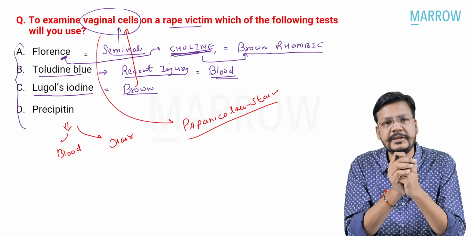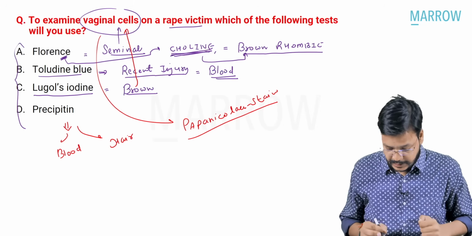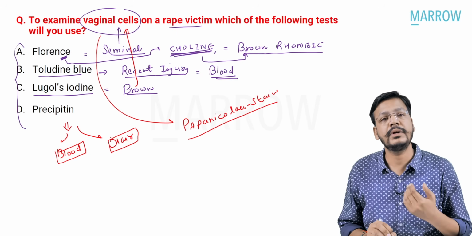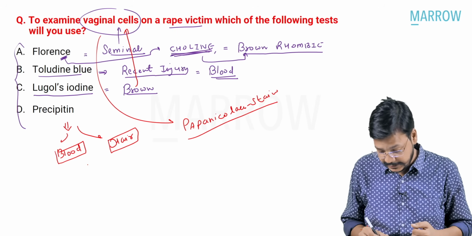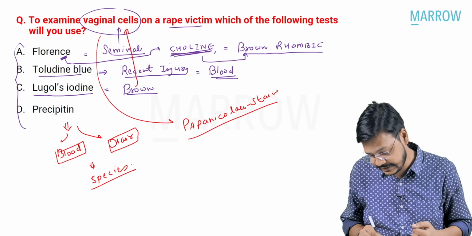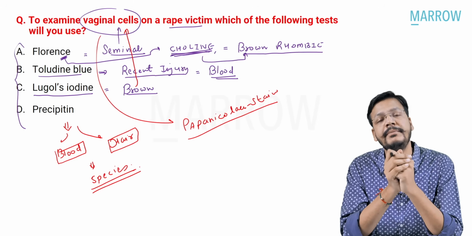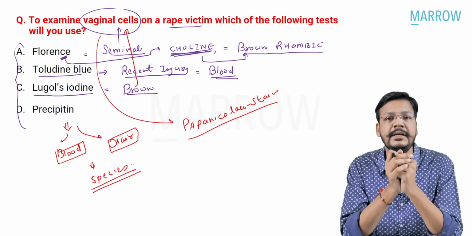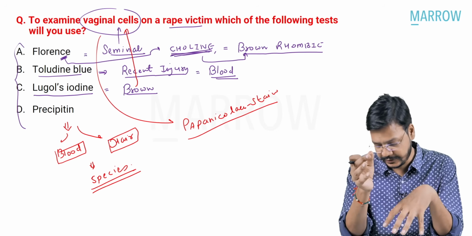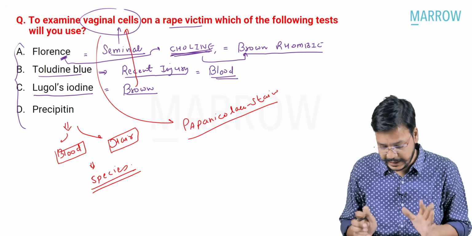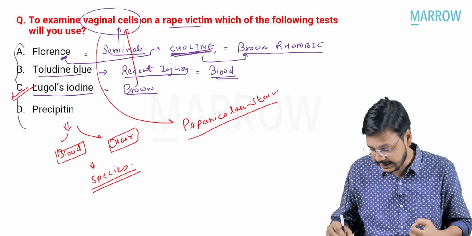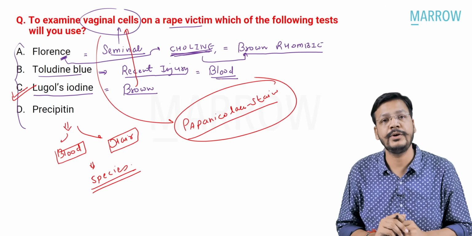The last test is the precipitin test. It can be used for blood, for hair, and for other evidences. It is used to identify the species, human or animal. So, which is the best test for species identification? The answer is the precipitin test. And the best answer for examining vaginal cells is Lugol's iodine. As I told you, another important stain is Papanicolaou stain.